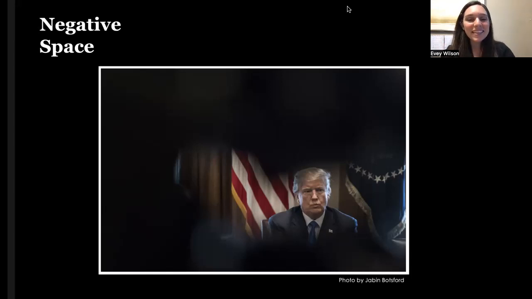So negative space, I think, can also be really interesting. And this picture, the negative space, was actually created by framing the president, or the former president, through other journalists. So instead of getting a clear shot, Jabin Botsford allowed other photographers' bodies to get really close to the frame. And so they were out of focus because his focus was behind them. But you look through them at Trump.